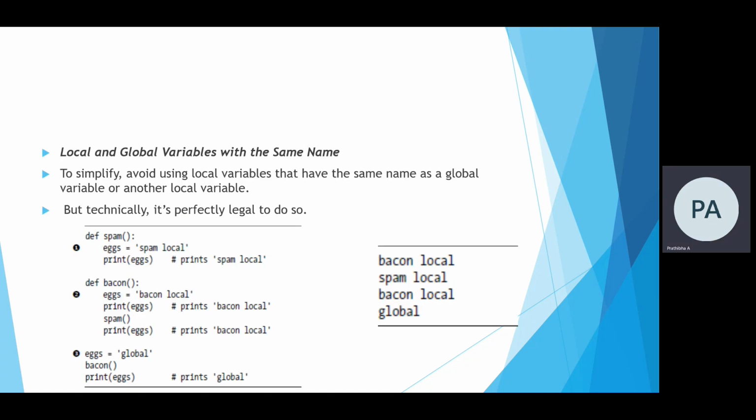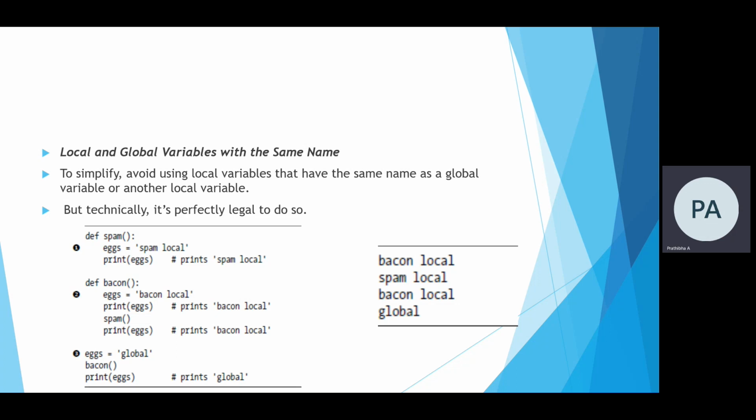Local and global variables with the same name. So, to simplify, avoid using local variables that have the same name as a global variable name or another local variable name. We can do this, but usually we avoid it so that there is no confusion. So we are not using the same name for local and global, but we can do it. Here, def spam: x is equal to spam local, print x. Then beckon also has another x is equal to beckon local, print x.